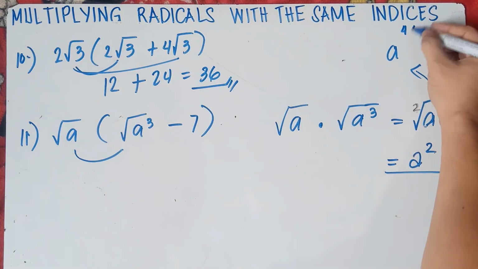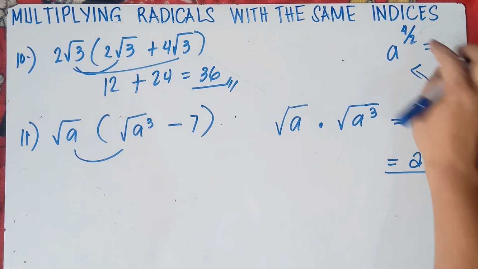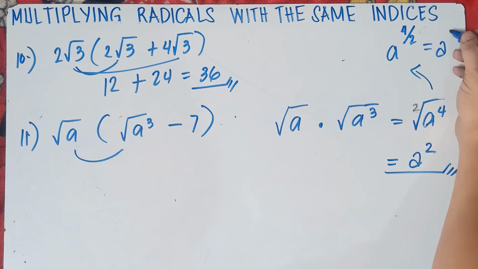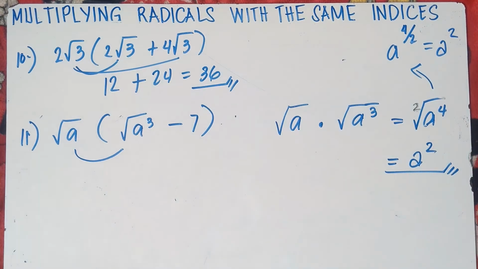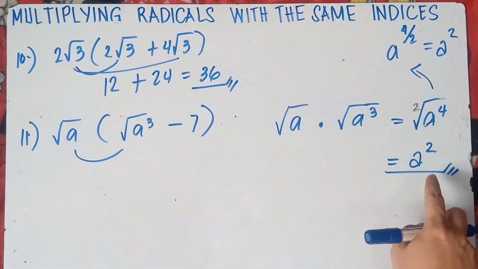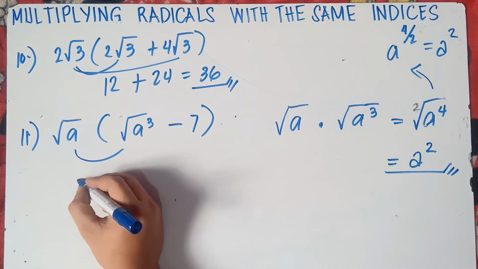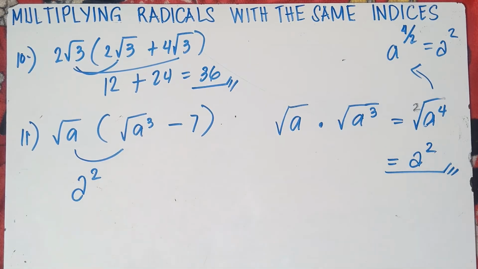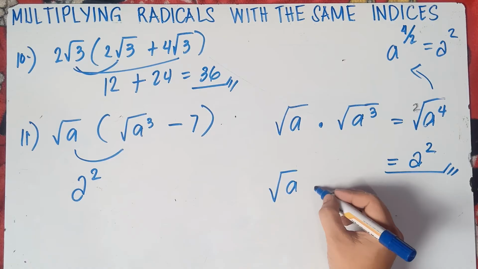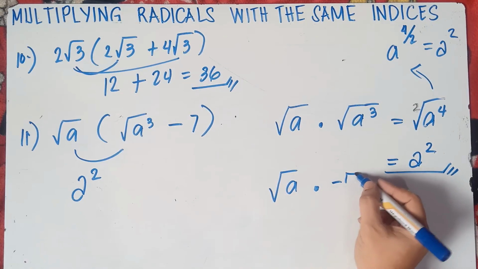Then 2 will be the denominator. And 4 divided by 2, that is 2. So the square root of a raised to the power of 4 is a squared. Then the square root of a times negative 7.